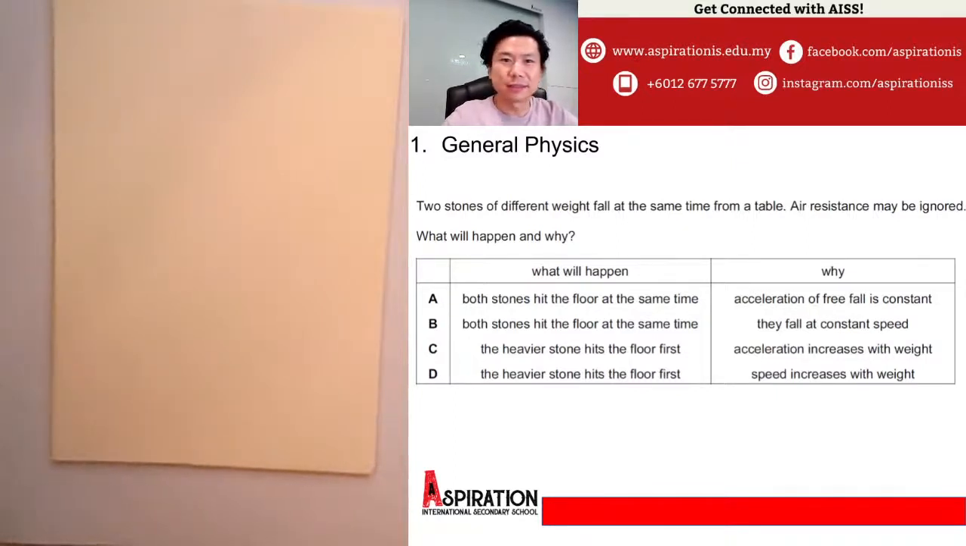Correct. The answer for this question is A. Remember, when they ignore air resistance, regardless of the shape and the size, all objects that are dropped from the same height will reach the floor at the same time. Very good. Let's move on.